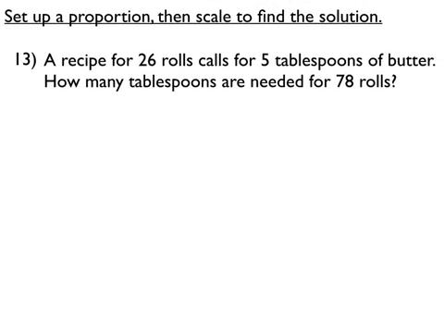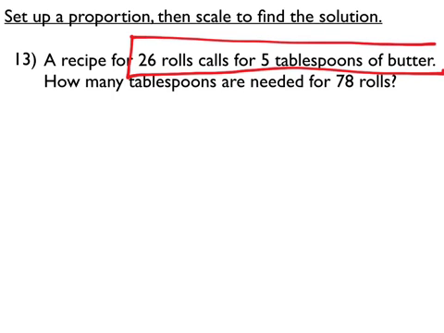All right, on the bottom of your notes there, we have some word problems. It's a word problem, meaning your answer needs to look like a what? Sentence. Make sure it's a sentence. Here we have, set up a proportion and then solve. So you need to set it up. Don't just give me an answer. This first part, a recipe for 26 rolls calls for 5 tablespoons of butter.